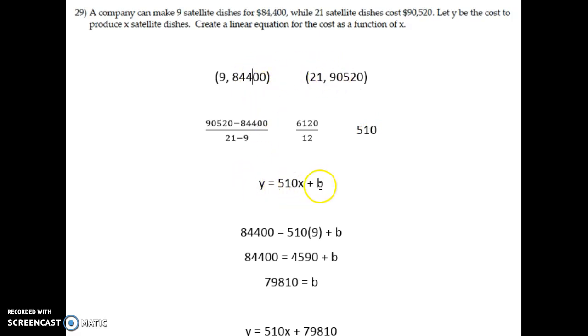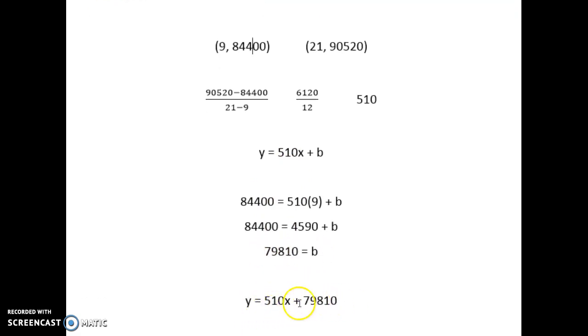So y equals mx plus b, we know the slope is 510. Pick one of these points, and I just picked this one because the numbers are a little smaller, and plug it into this equation for x and y. And when you do that, you'll solve for b. And now that you have b, you can write the entire equation here. Plug in your value for m and put in the value you solved for b. y equals mx plus b is your linear equation.